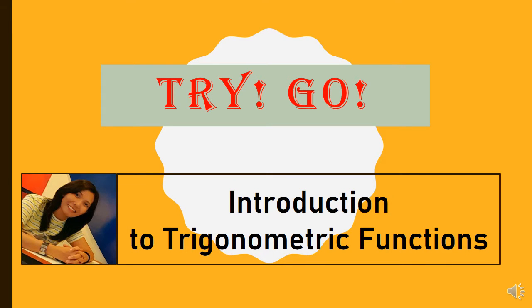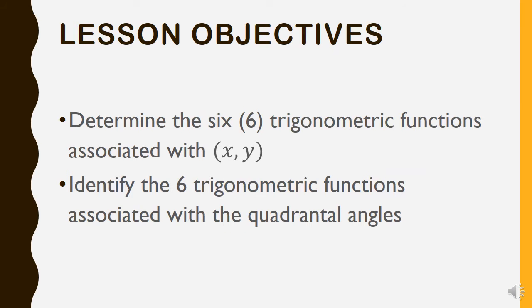Hello everyone, so for today we're going to learn about the 6 trigonometric functions, also known as the circular functions. Our lesson objectives would be to determine the 6 trigonometric functions, also known as circular functions, associated with the coordinates x, y, and identify the 6 trigonometric functions associated with the quadrantal angles.